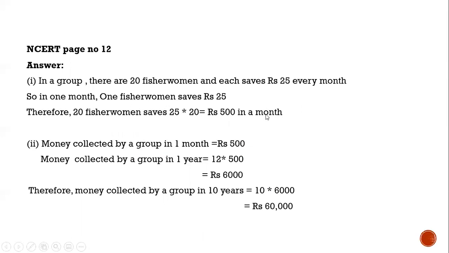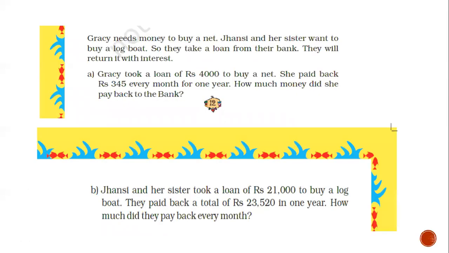Second part of the question is asking that in 10 years, how much money will the group save? So as we know that money collected by a group in 1 month is rupees 500. So money collected by a group in 1 year is 12 multiplied by 500, which is 6,000 rupees. So if this is the amount of money for 1 year, how much money will they collect in 10 years? We'll simply multiply 10 by 6,000. We'll come to know that it is rupees 60,000. Next question.